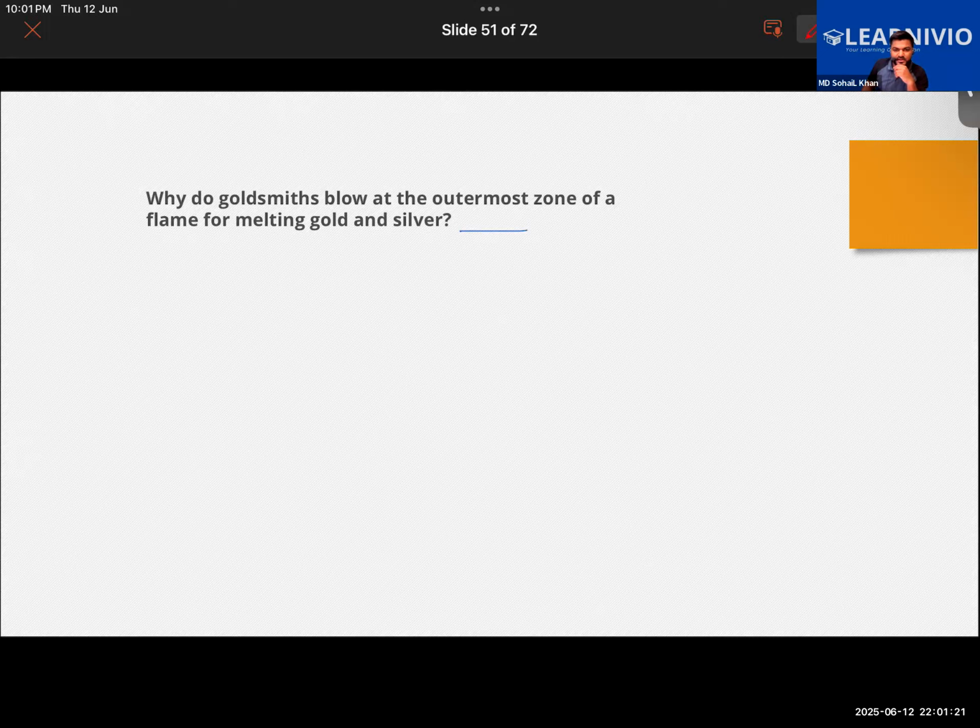Good, good. And particularly the goldsmiths would be blowing air to the outermost zone of the candle flame to intensify it. And they will be using that outermost zone as it is hottest. They will be using it to melt silver and gold. Okay, good.